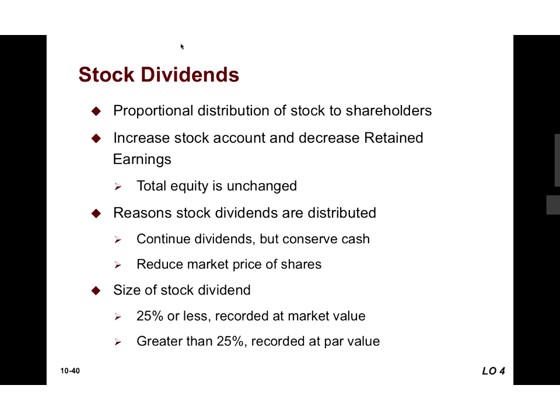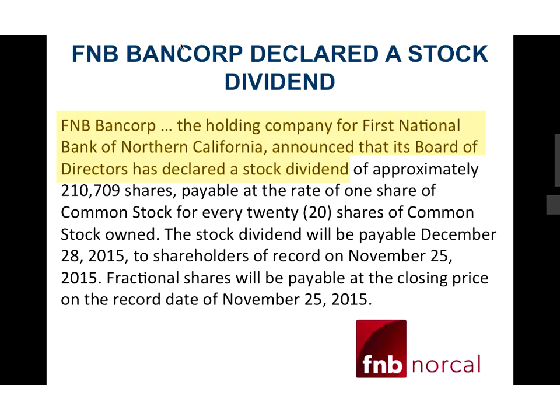Stock dividends happen somewhat frequently. One that was recently in the news is First National Bank Corp. of Northern California, which announced its board of directors had declared a stock dividend. So they're not paying out cash. They're giving out additional shares of stock. They said they're giving approximately 210,709 shares payable at the rate of 1 share of common stock for every 20 shares of common stock owned.